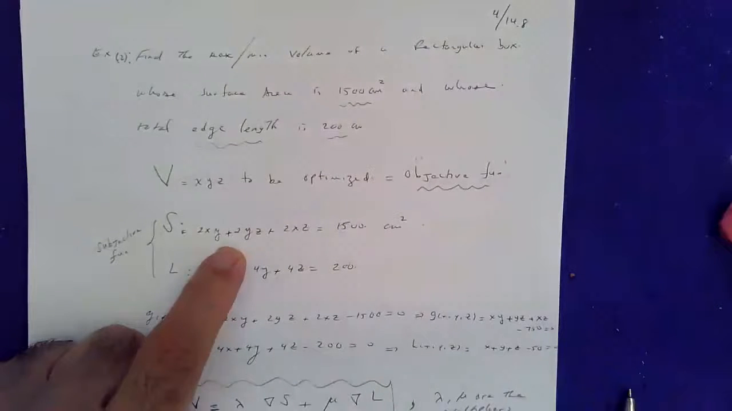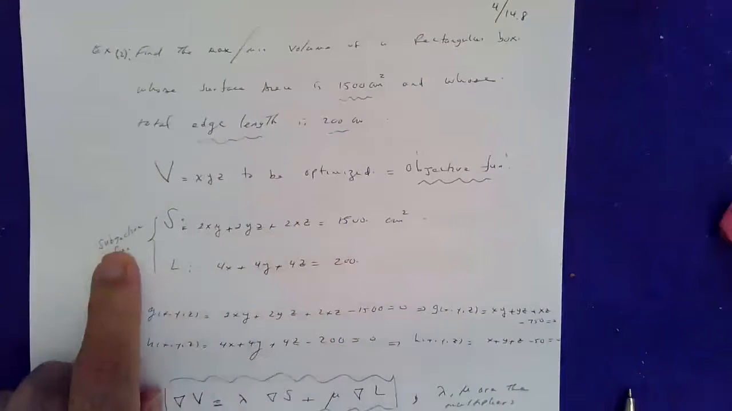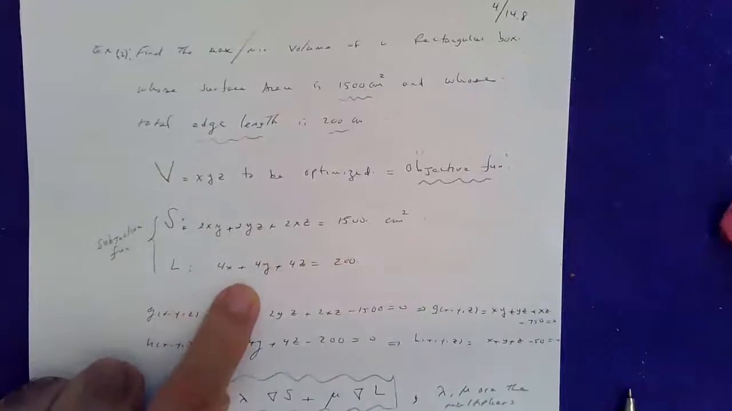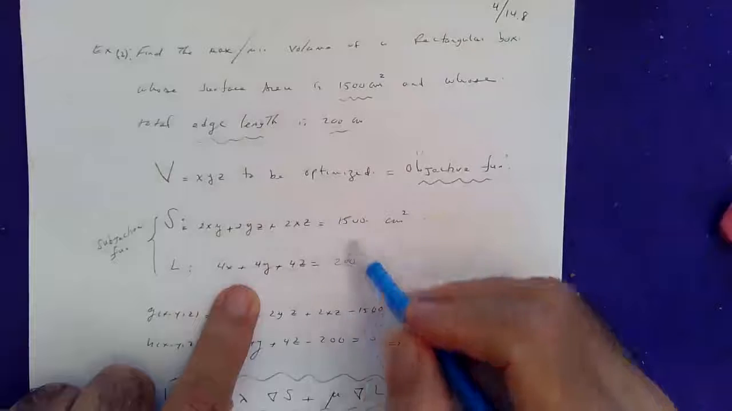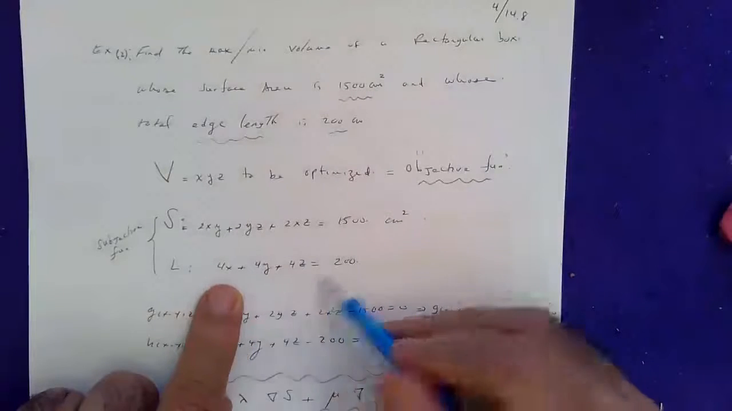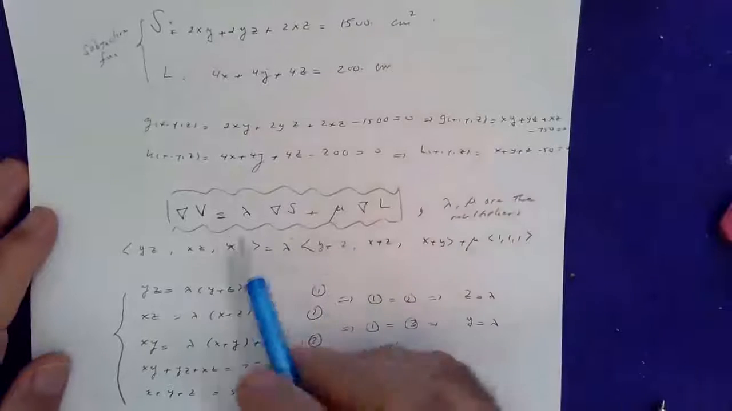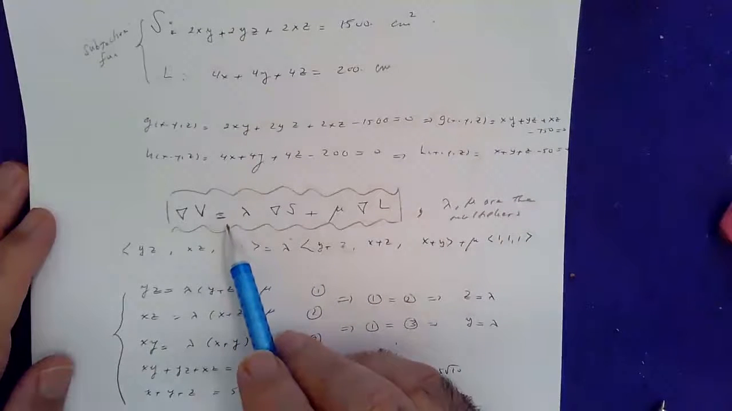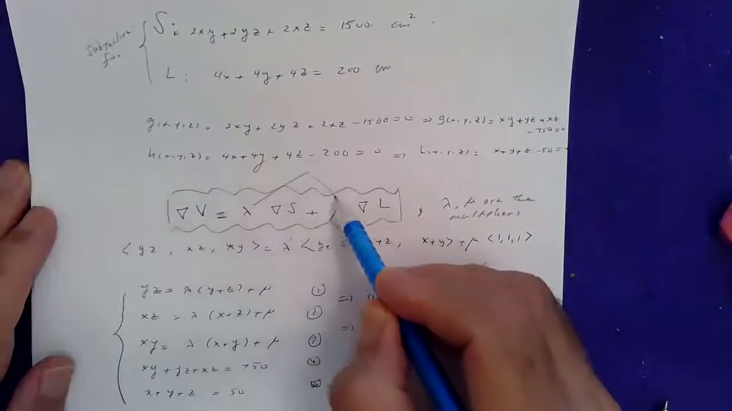One of them says, just like the previous problem, the surface area is fixed. And the additional constraint equation is the total length of the box: as you go through 4 lengths of each side and add them up, that's equal to 200 centimeter. So what happens is when you form a Lagrange multiplier equation, now you have two so-called Lagrange multipliers.